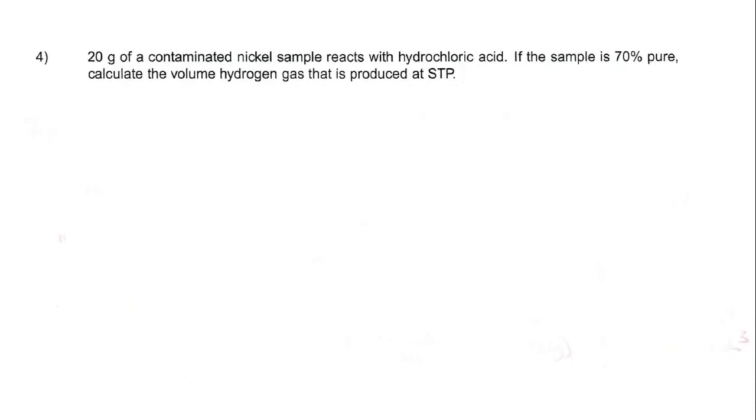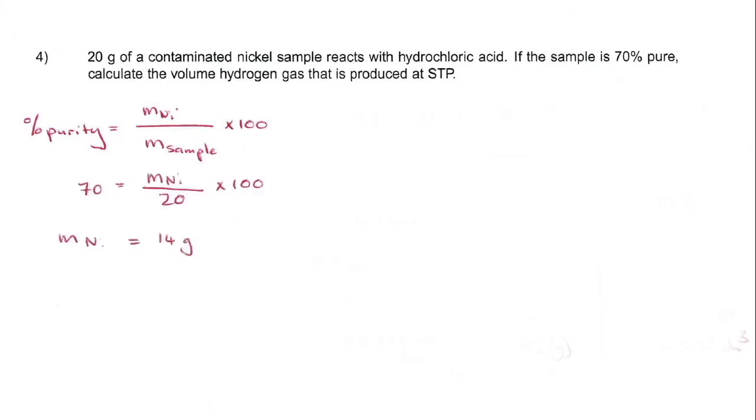In question 4, they tell us 20 grams of contaminated sample. Now remember, don't work with the sample 20 grams in a mole calculation. Some of that is not nickel. And they tell us the sample is 70% pure. Now here they give us percentage purity. So it is going to be a question of starting back from that percentage purity. They give us the purity and they also give us the sample. That is going to tell me the mass of nickel in there.